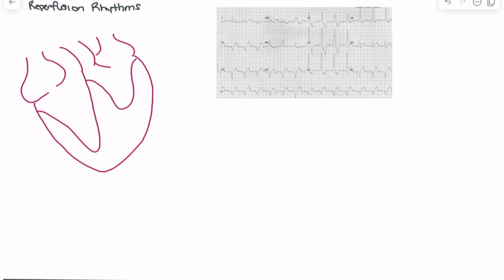We're talking about reperfusion rhythms, and for our context, we're going to talk specifically about ROSC. Often, when we're talking about reperfusion rhythms, we're talking about someone who's undergone PCI or thrombolytic therapy, and as a result, we've seen an ischemic heart start to restore blood flow. Now, we know that in cardiac arrest, the lack of blood flow to the heart can lead to ischemia, and as the heart begins to beat again and we start to have cardiac output, it could lead to a reperfusion rhythm.